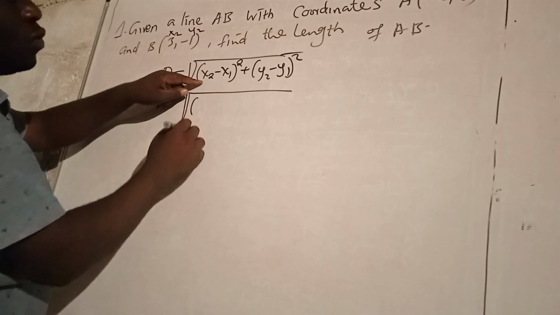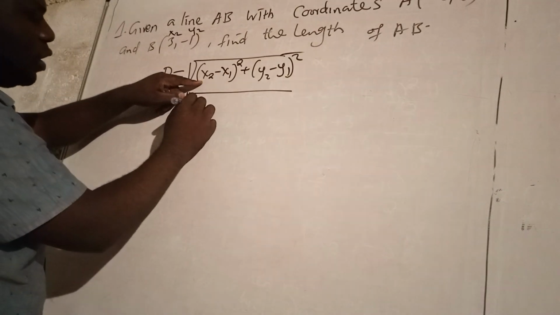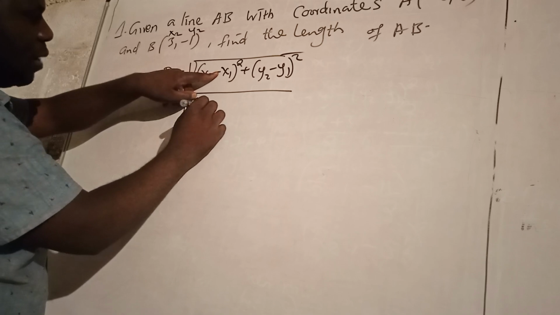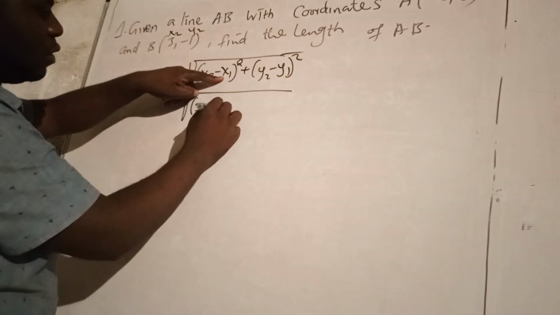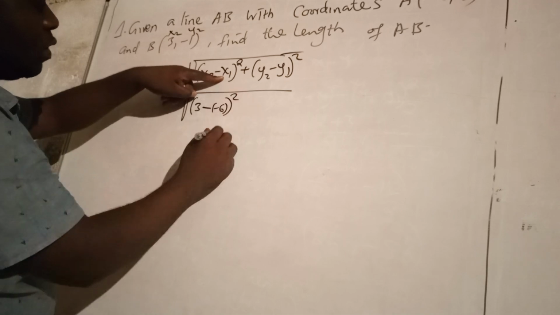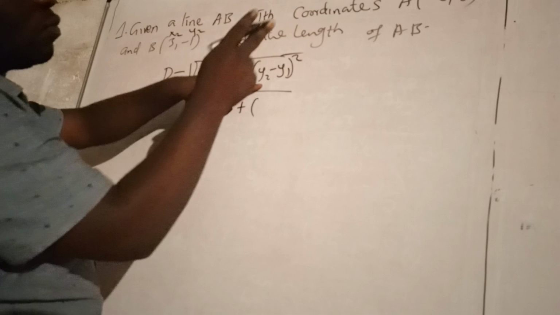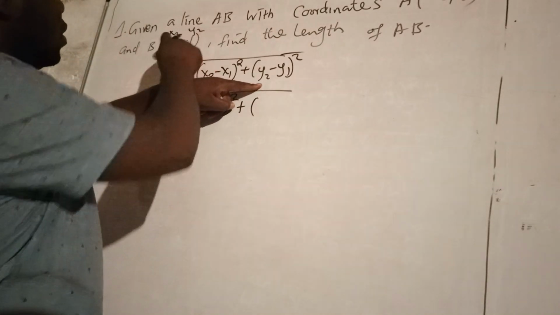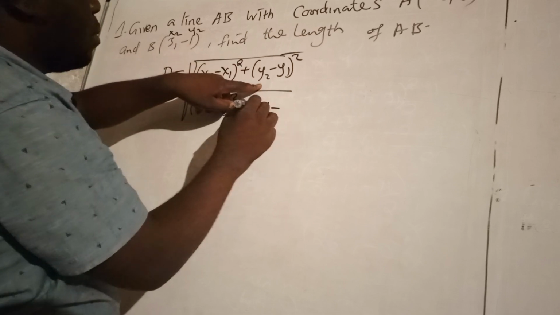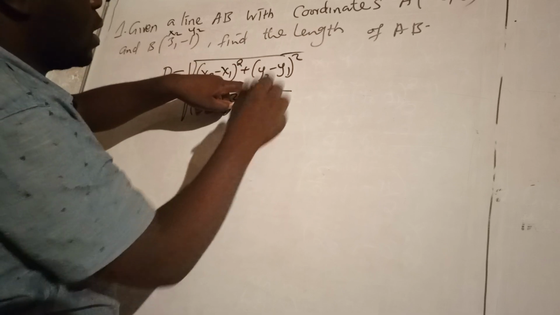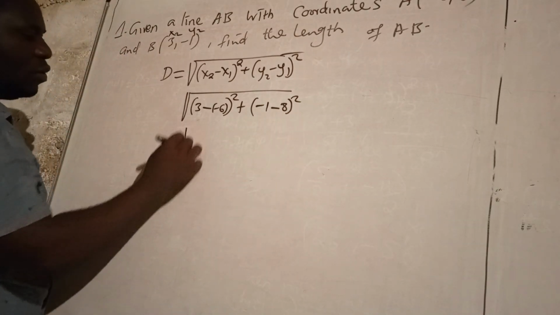So my x2 is this one, which is 3. So I'll put 3 here. Then this minus here, minus it. My x1 is the -6 here. I'll put a square there. Then plus my y2. My y2, checking in here, is -1. Then minus my y1, which is 8 there. I'll put a square there. So I'll continue.